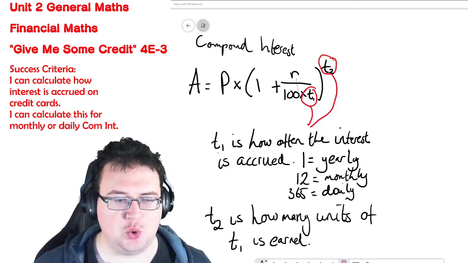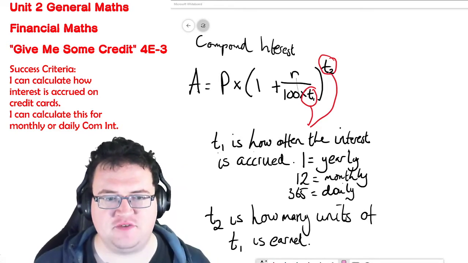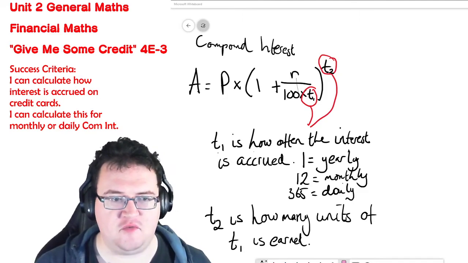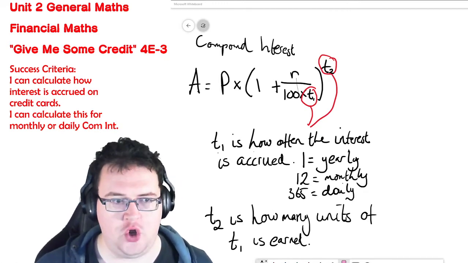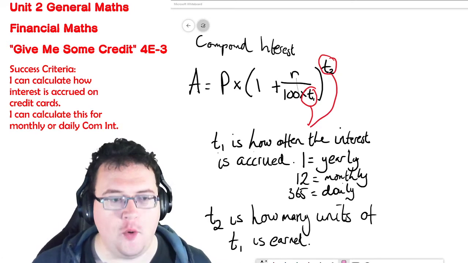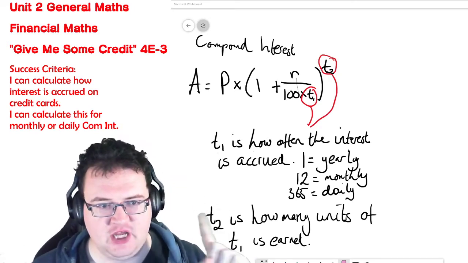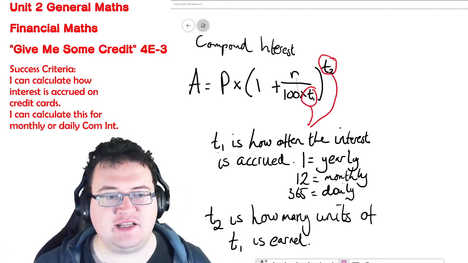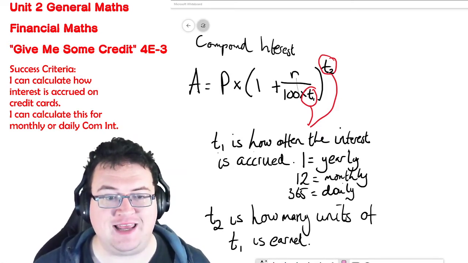So T2 is still basically the same as the old one, except it can be on a much different scale now. And then T1 is the new variable that we have to put in there. T1 calculates how often the interest is being accrued or earned. So normally, if we're dealing with yearly compound interest, it's just 1. 1 means a year. 12 means it's being calculated monthly, but 365 is being calculated daily.